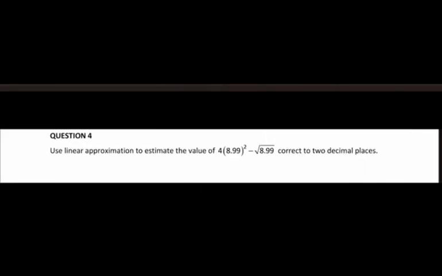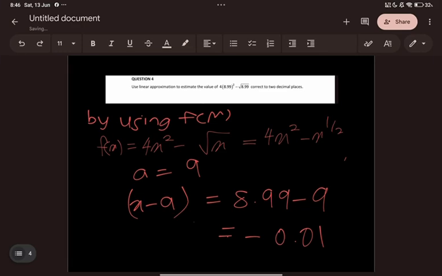differentiation. Okay, for question 4, the problem statement is: use the linear approximation to estimate the value of 4 multiplied with 8.99 squared minus square root 8.99, correct to 2 decimal places. For the first step, we will define the function f(x) by looking at the expression: f(x) equals 4x squared minus square root x, simplified as 4x squared minus x^(1/2). We want to estimate the value of this function at x equals 8.99.